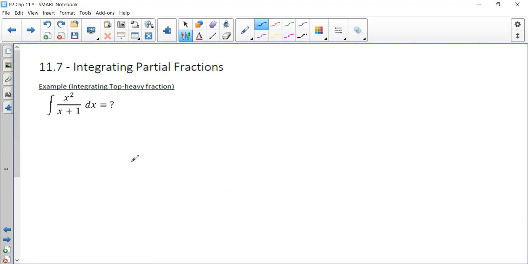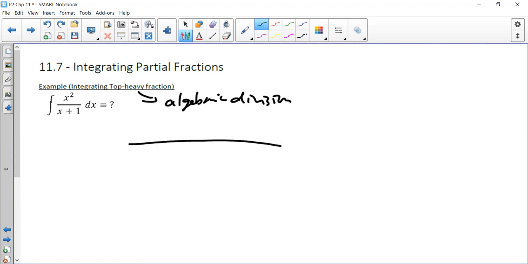Okay, one more. What happens if we've got a top-heavy fraction? Top-heavy fraction means we have to do algebraic division first. Is this all about partial fraction knowledge? So we have to do algebraic division. How do we do that? We do x squared divided by x plus 1. We're going to fill in the gaps with plus 0x and plus 0.